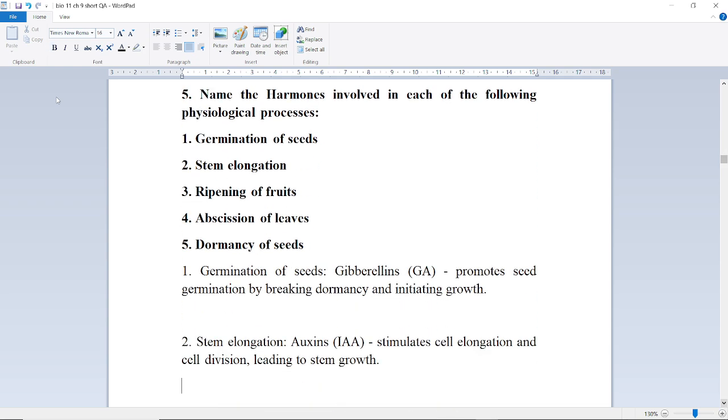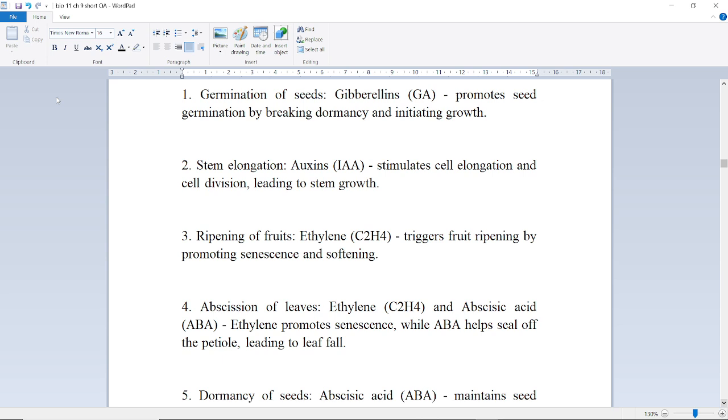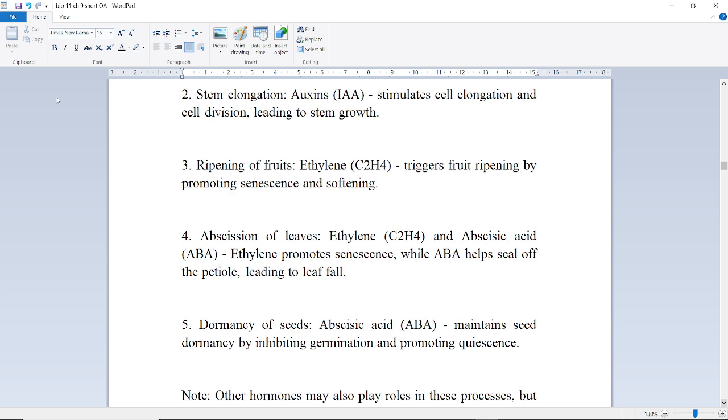Next is name the hormones involved in each of the following physiological processes: germination of seed, stem elongation, ripening of fruit, abscission of leaf, dormancy of seed. First of all, germination of seeds. Gibberellin promotes seed germination by breaking dormancy and initiating growth. Stem elongation: auxins stimulate cell elongation and cell division, leading to stem growth.